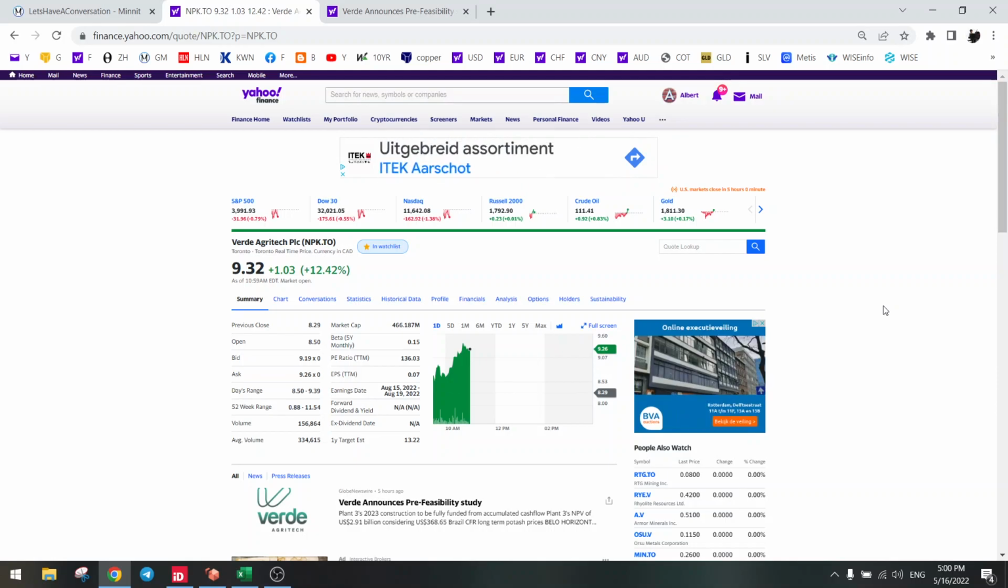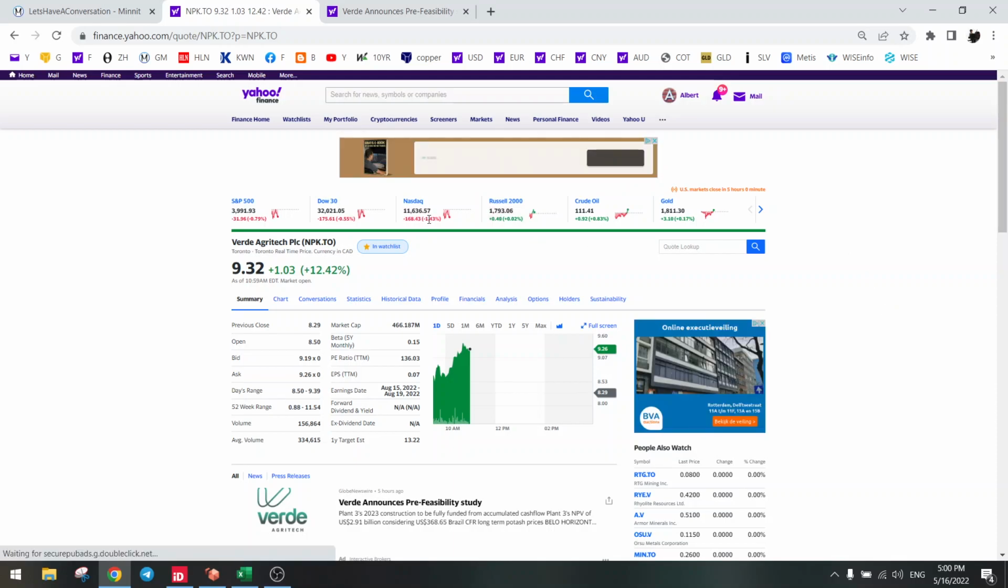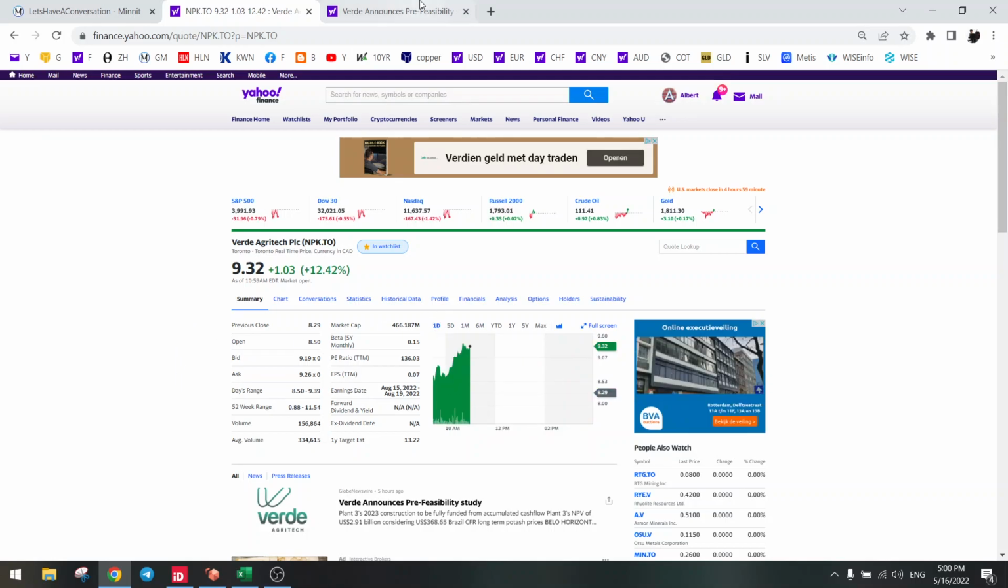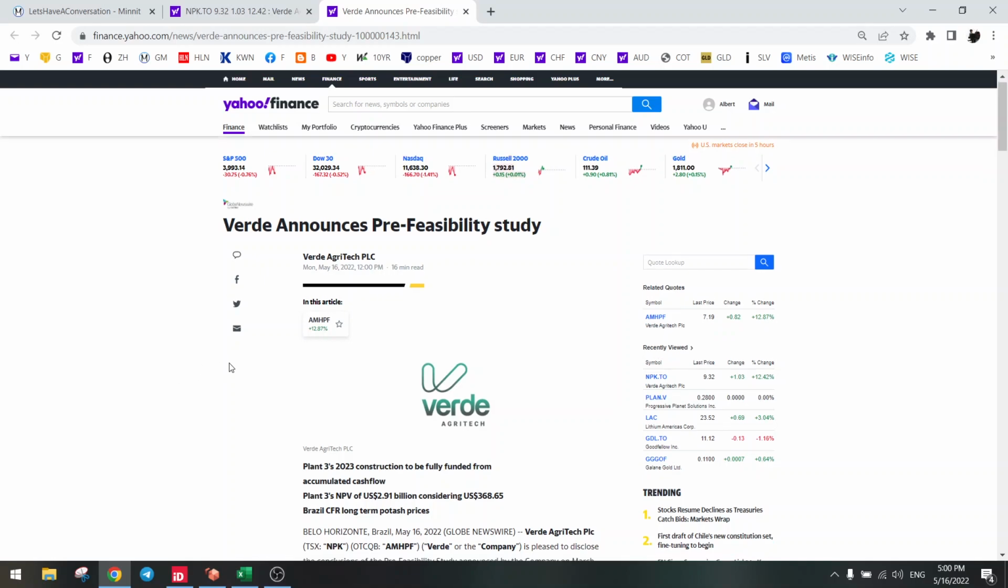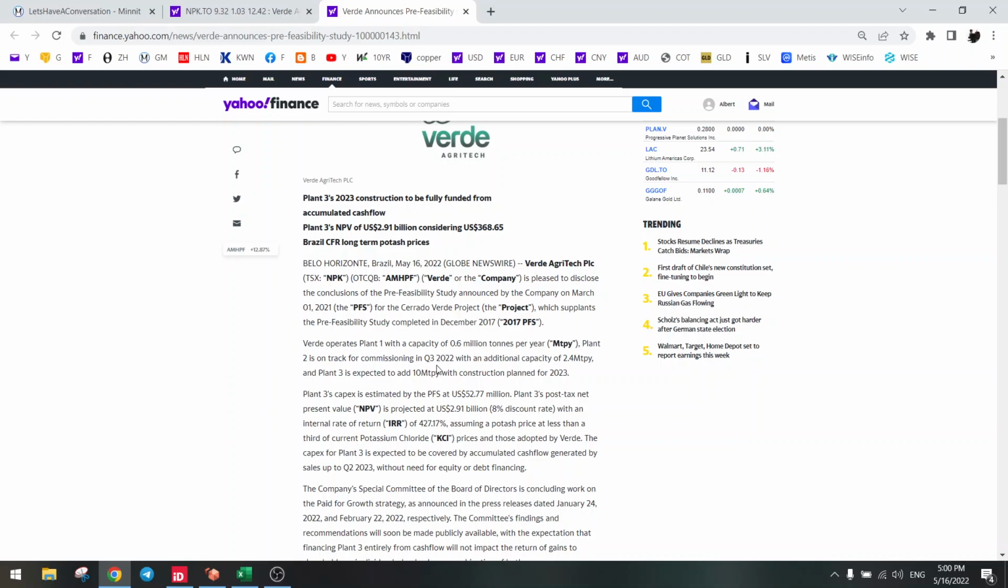We continue our soap opera with another episode on Verde Agritech. As you can see, the stock market is red, but Verde is green. So what is actually happening right now? Well, they announced the pre-feasibility study. So let's go through this news release.